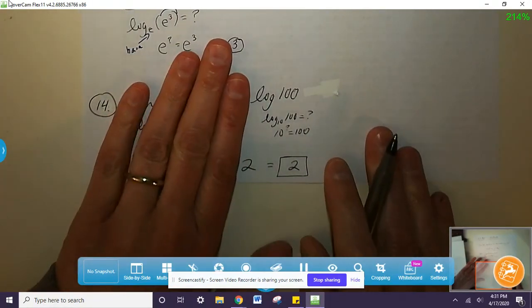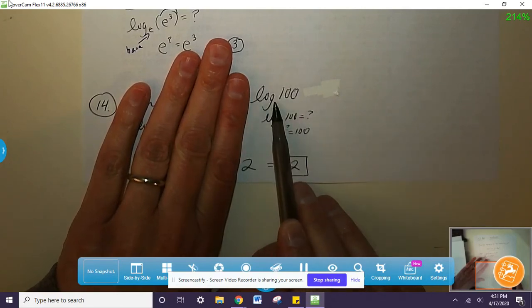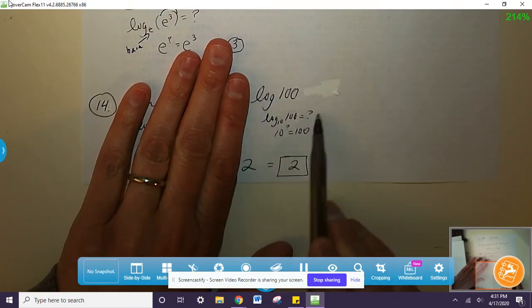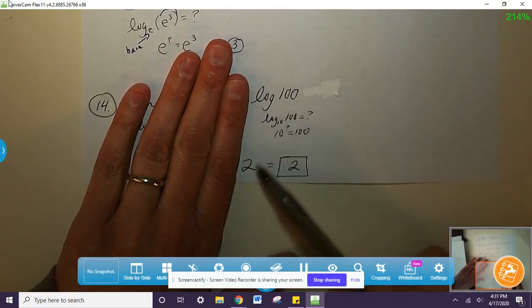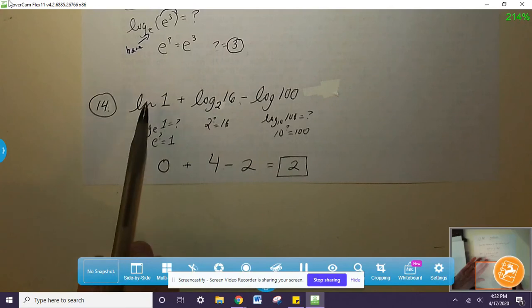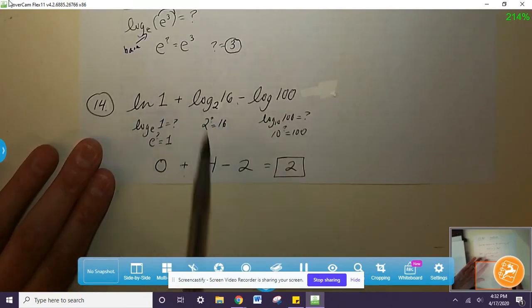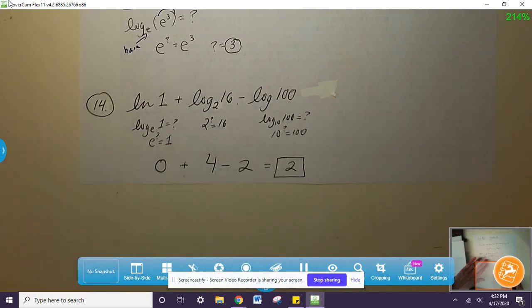And the last one here is log of 100. Log without a base is the common log. It's assumed to be base 10. So when we ask for log of 100, 10 to what power gives me 100? That exponent is 2. So I'm replacing log of 100 with 2. So I replace this with 0, keep the plus. Replace this with 4, keep the minus. Replace this with 2, and I get 2 for my final answer.